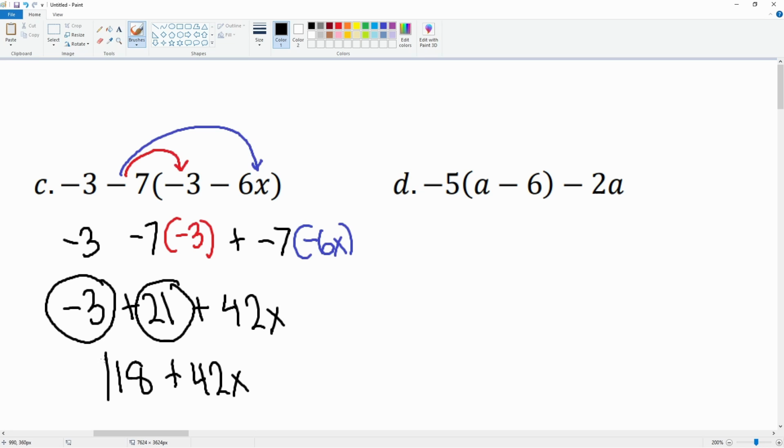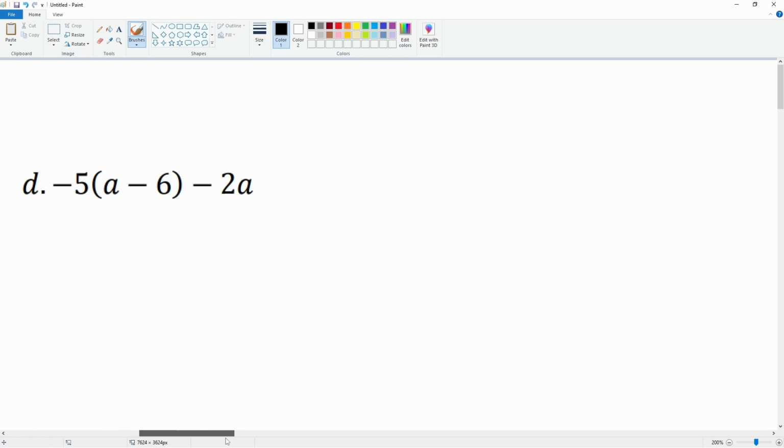Okay. Let me double check here. That looks right. That is a +21. That is a +42x. Good. Okay. Always double check your work.